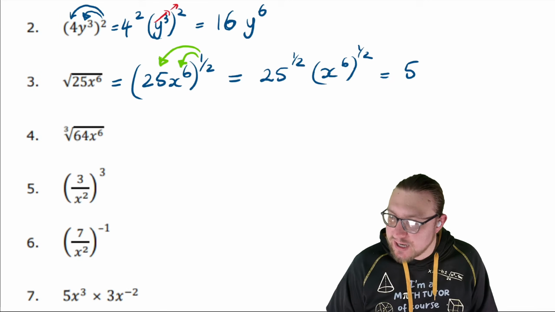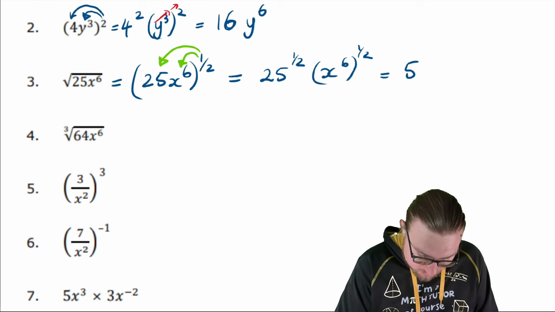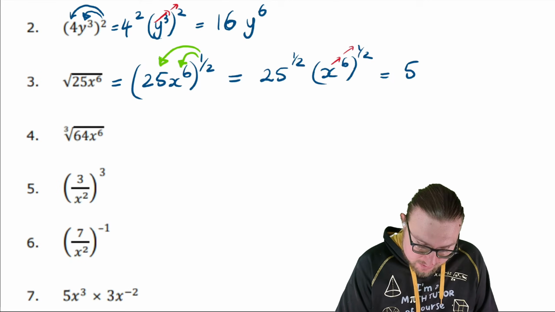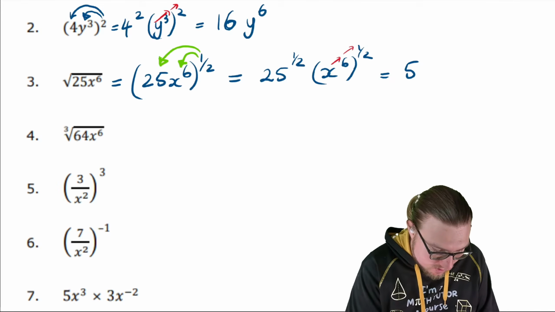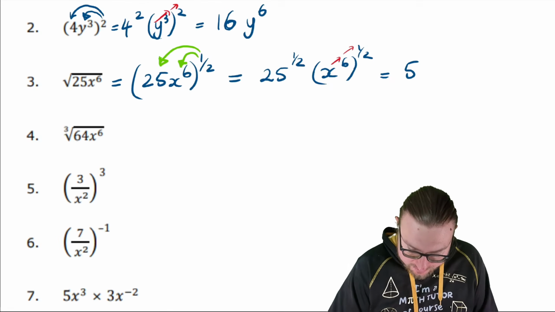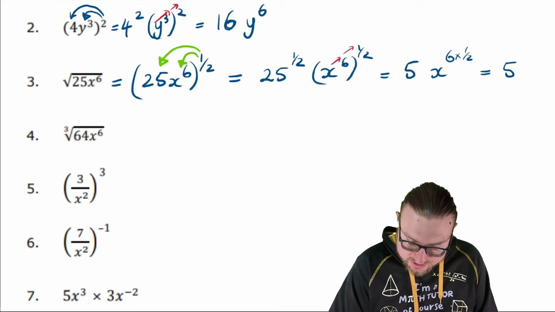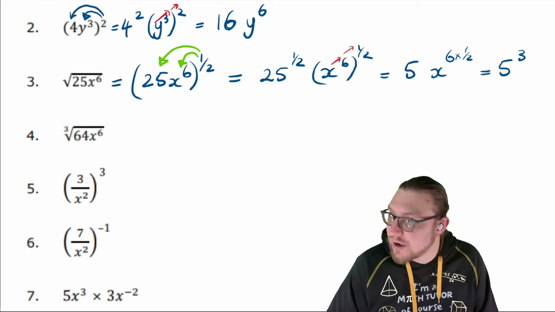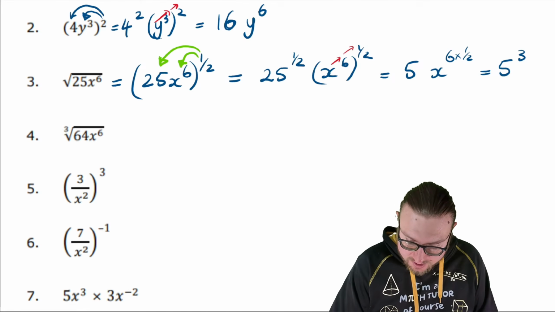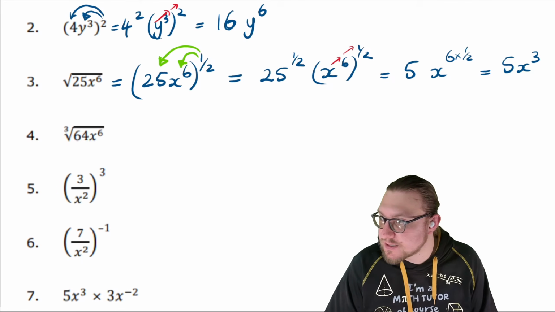Okay, the next part we have, again, a power to a power. x is to the power of 6 and the whole thing is raised to a power. So what do we do? Multiply those together. We're going to get x to the 6 times a half. And again, you can just use the calculator if you're not sure about how to multiply by fractions. So that is 5 to the power of 3, and again, you can put this, 5 x to the power of 3. Forgot the x. There we go.